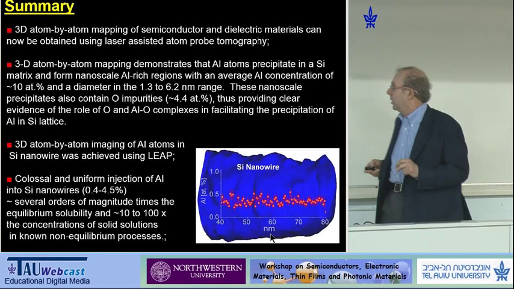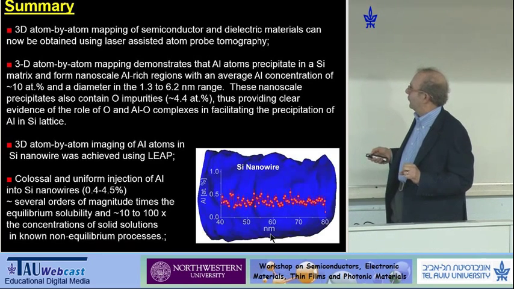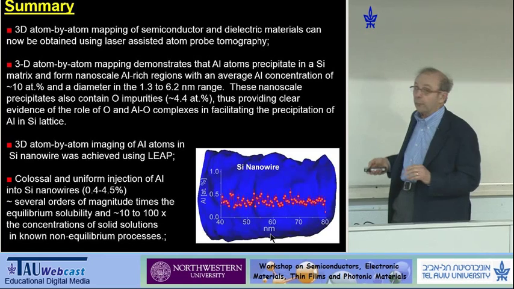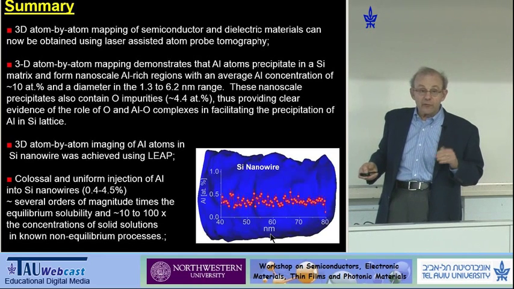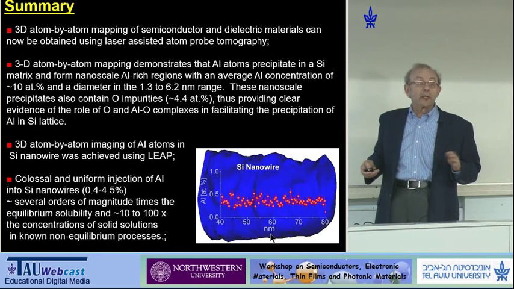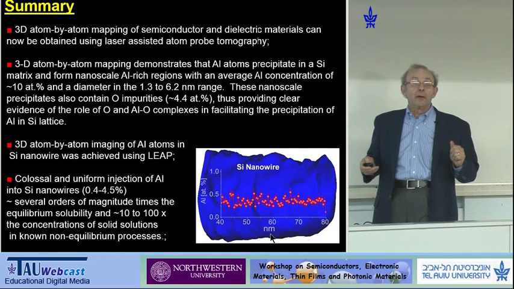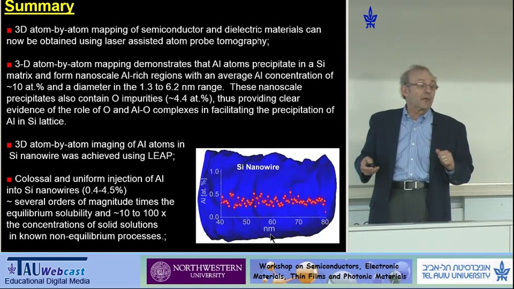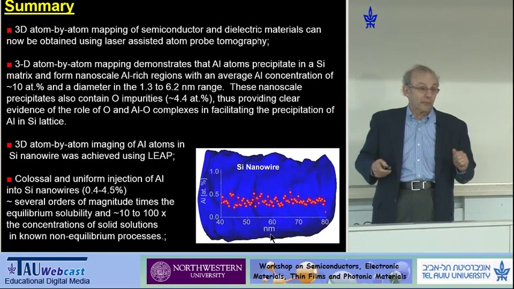So this is just a summary here, aluminum concentration versus distance. And you can see we're several orders of magnitude greater than the equilibrium solubility and 10 to 100 times the concentrations of solid solutions known in non-equilibrium processes. So these concentrations are extremely high, and it's for kinetic reasons, nothing to do with equilibrium thermodynamics. So I think I'll stop here at this point.